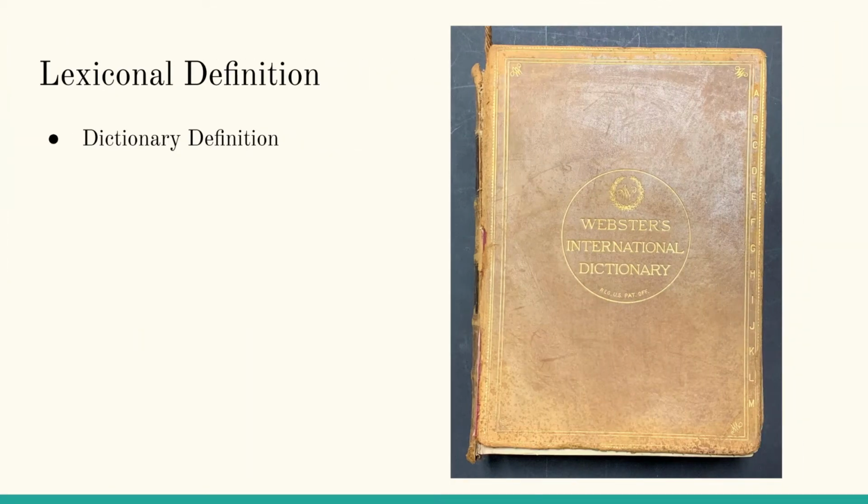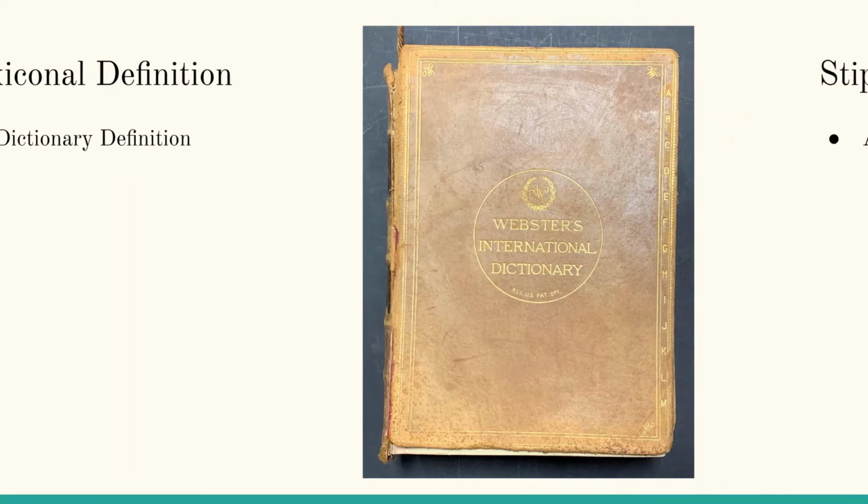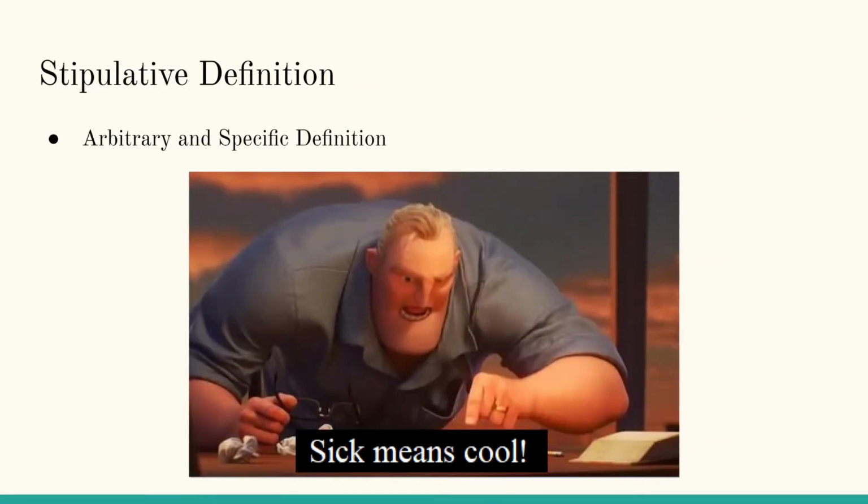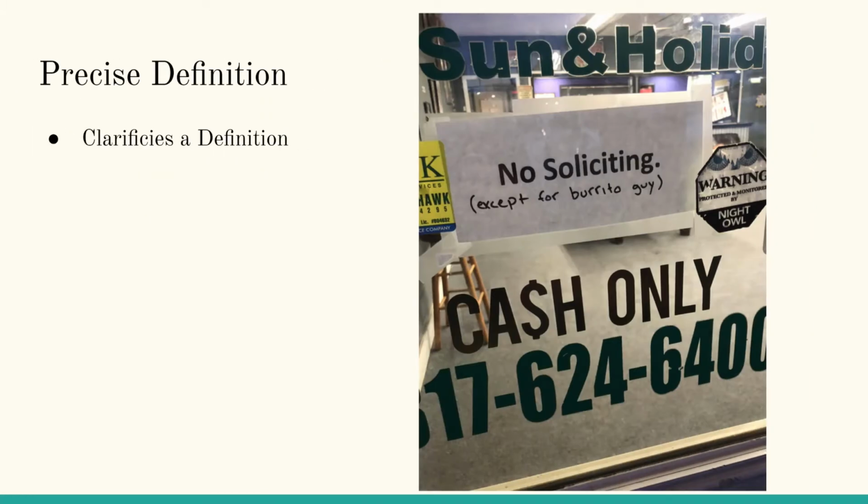A lexiconal definition is the official definition accepted by definition authorities. Stipulative definitions are arbitrary and specific, for example, a slang word defined in terms of another slang word. When a definition is imprecise, we may need to clarify the definition with a precise definition.